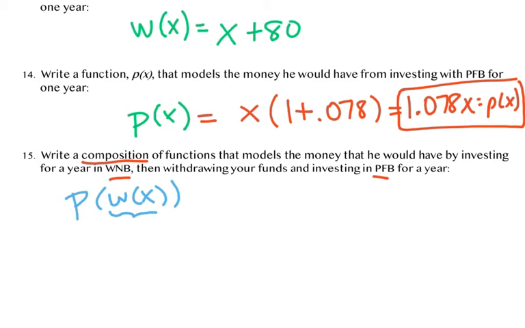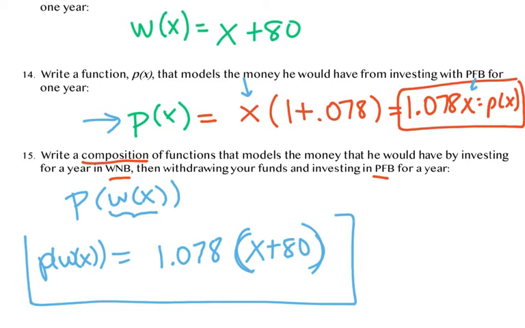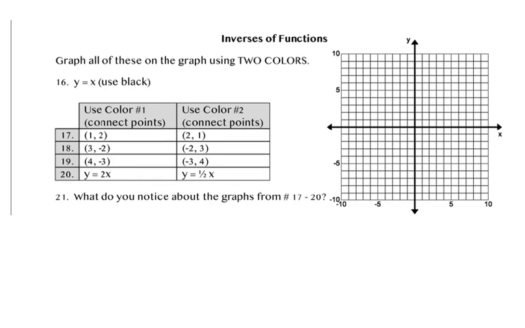The W of x right there, that part, is going to be the x plus 80. And I'm going to insert that into P. So here's my P of x right there. And where is x? Right there. So I'm going to say 1.078 times (x plus 80). And that's going to be P of W of x. And we can just leave it like that because, even though we could distribute it and simplify it, that's fine. We're just going to write it like that. That's just fine.